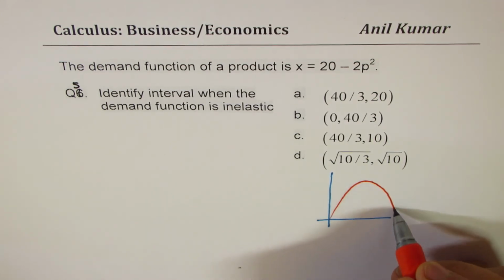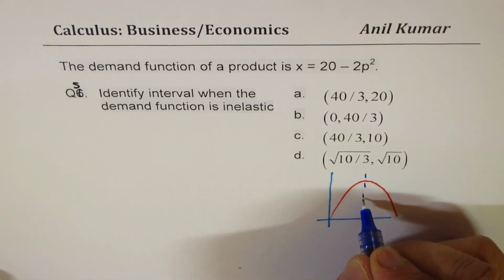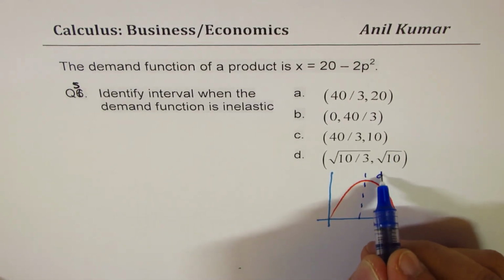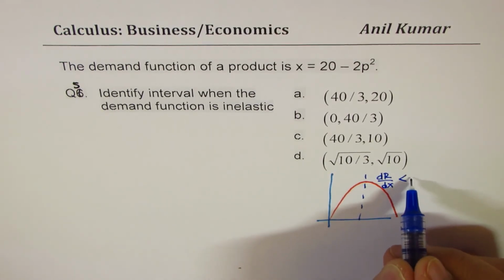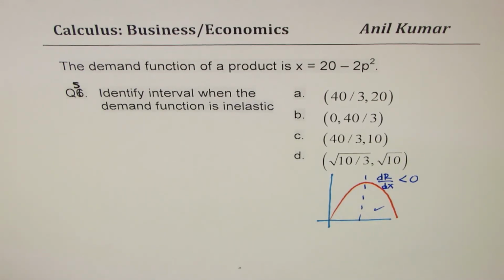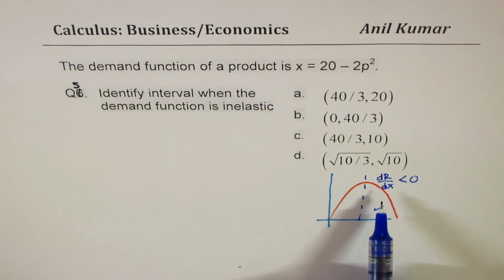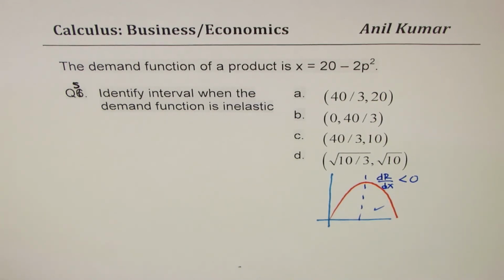crossing the maximum value, right? So it is kind of like this. So it is inelastic when dr over dx actually becomes less than 0. So this portion is where it is inelastic, right? So that is to say, when we further reduce the price, the items being sold are increasing, but not at sufficient rate to increase the revenue at that interval. That's what we're trying to say, right?